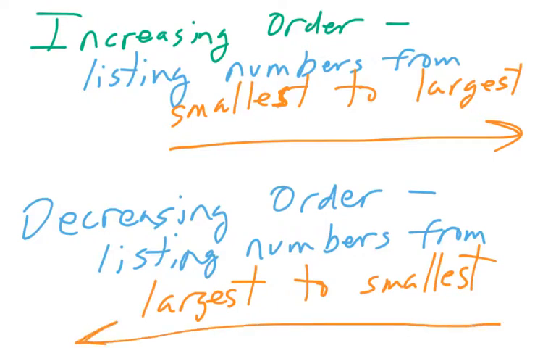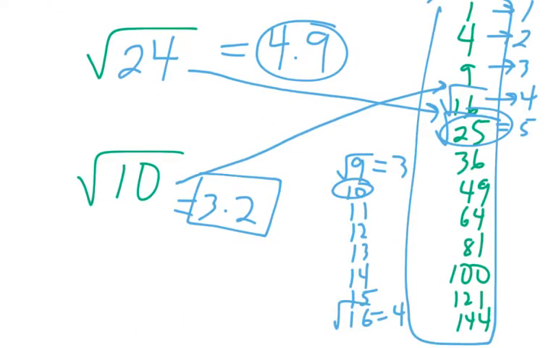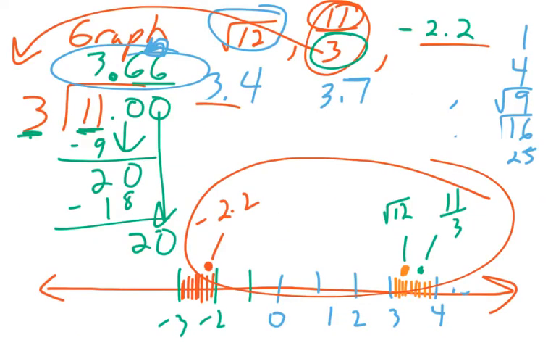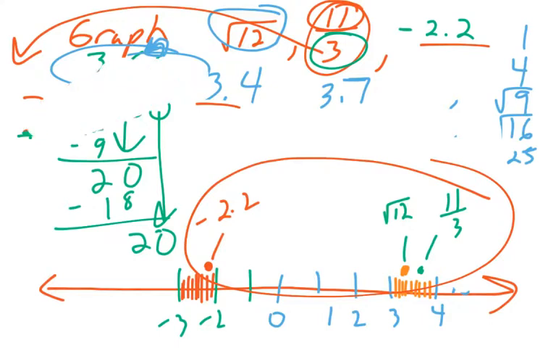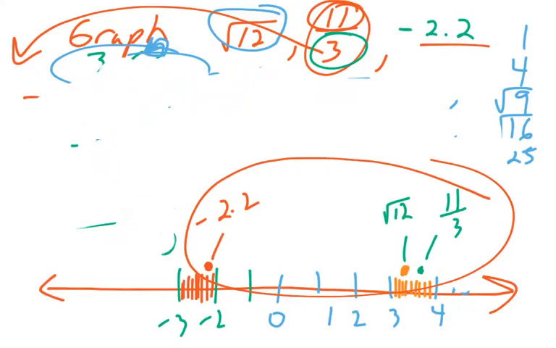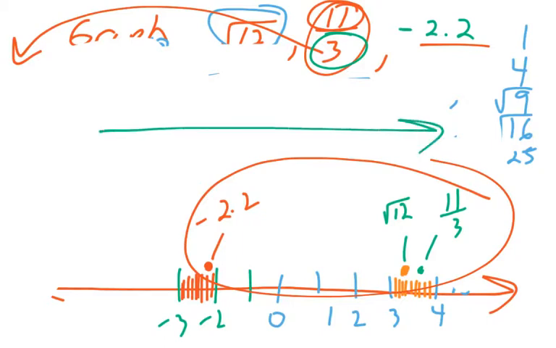Okay? So if we look at the last problem that we did, where we graphed those 3 numbers, here we go. So here's the graph. Let's say I needed to write these numbers in increasing order. And let me actually clear this off a little bit just so you can see. Okay? Because we have numbers graphed already. So let's say I wanted to write these numbers in increasing order. Well, we would go from smallest to largest or left to right. So I'd write negative 2.2, the square root of 12, and then 11 over 3. That would be increasing order.